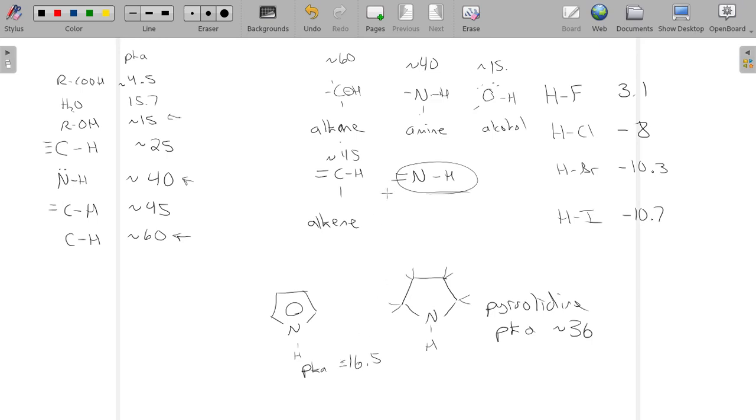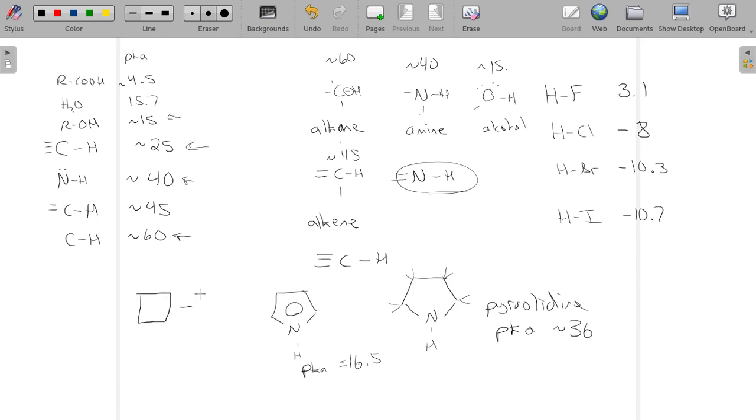So just by putting that pi bond adjacent to where the hydrogen we're talking about is, you make it more acidic. And same thing happens with the carbons. If I have that pi bond right next to the position we're talking about, it makes it more acidic. The pKa drops. And if I do that one more time with a triple bond, so 2 pi bonds, the pKa drops down to 25. So we're going to see this all the time.